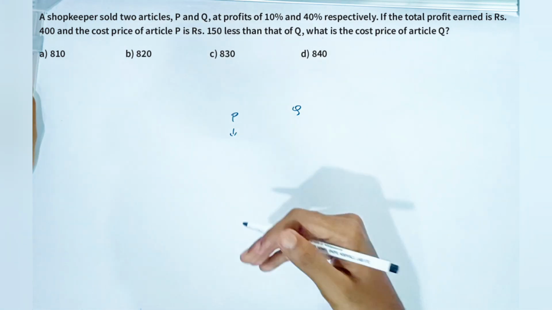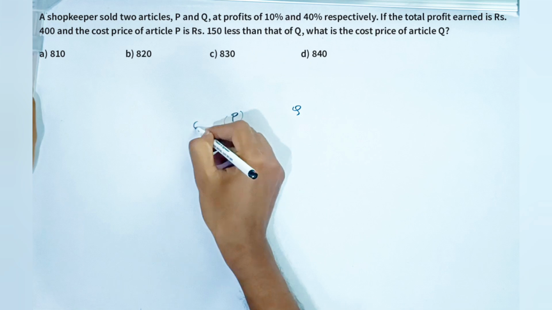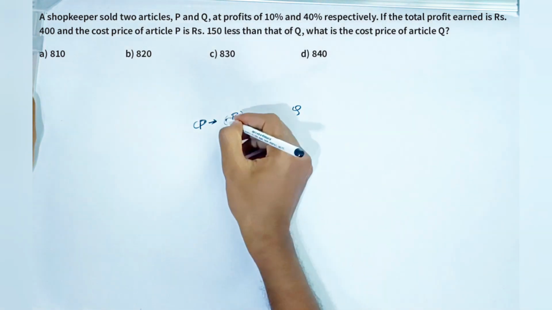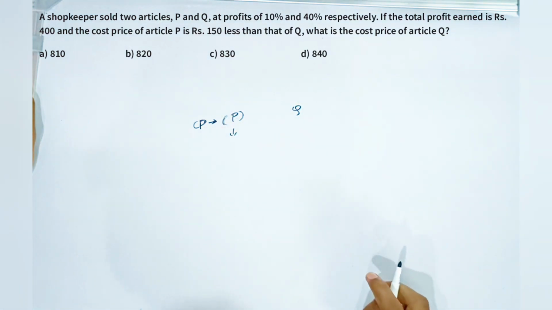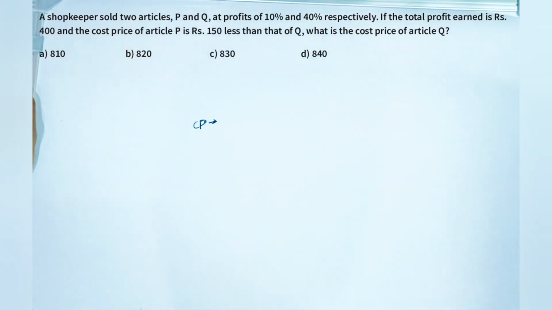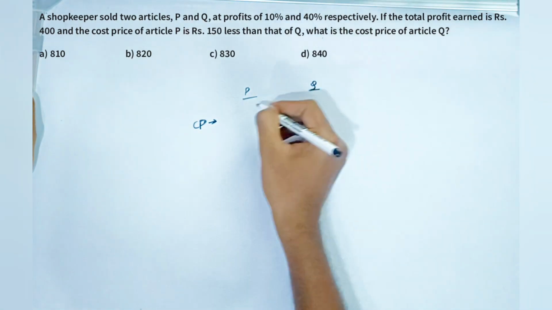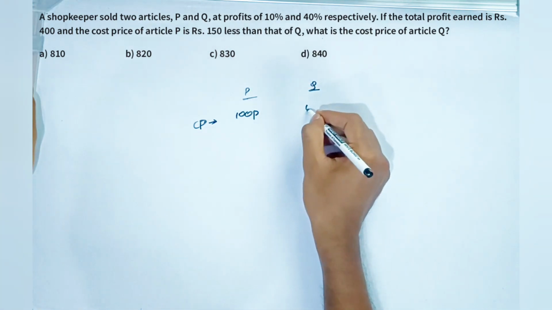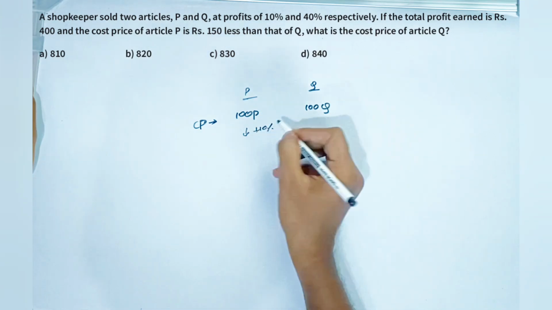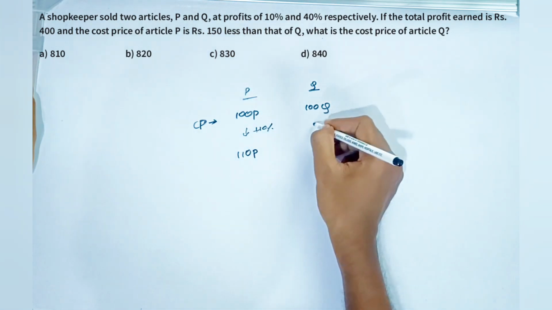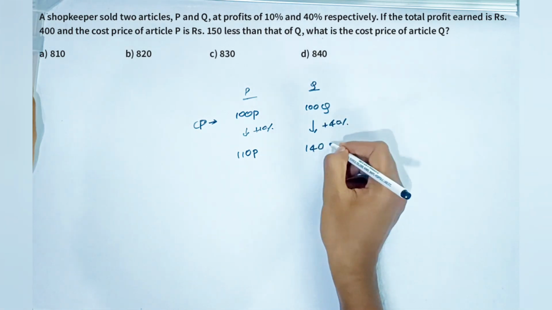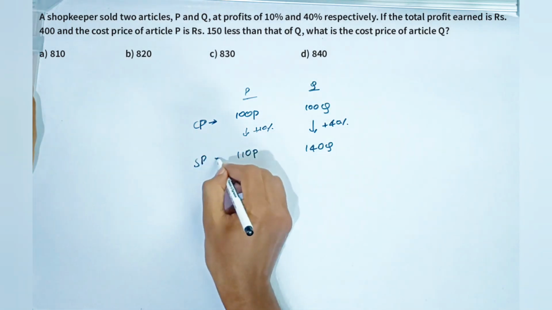This article is sold at a profit of 10%, and let us consider this is the cost price. Cost price of article P is nothing but P, and cost price of article Q is nothing but Q. I'm taking article P as 100p and article Q as 100q. This has been sold at a profit of 10%, so the selling price is 110p, and this has been sold at a profit of 40%, which is 140q. We got the selling prices here.